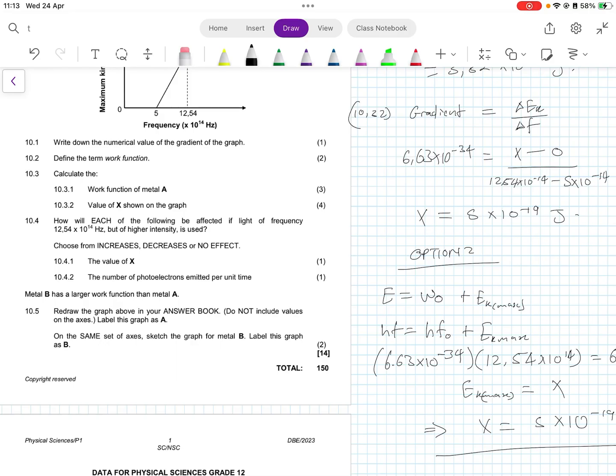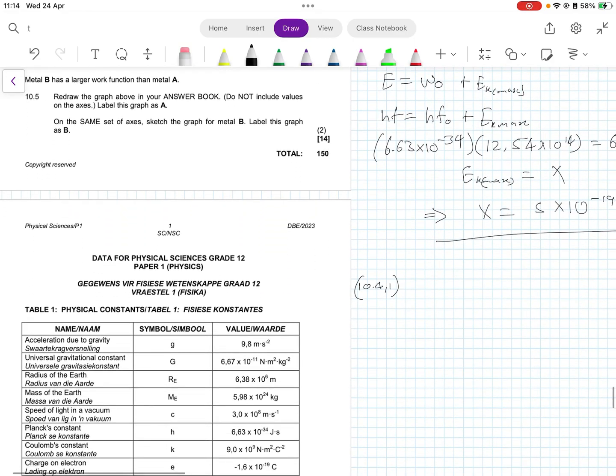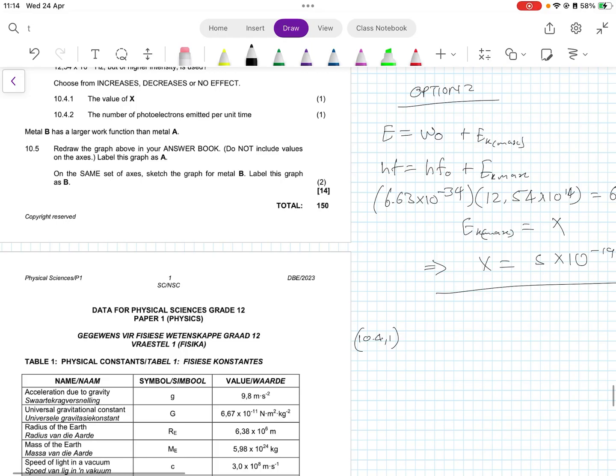Okay, now the value of x will not change, because remember that the value of x is the maximum kinetic energy, and the maximum kinetic energy is dependent only on the frequency and not on the intensity of the light. It's only dependent on the frequency. So the value of x will stay the same. It will have no effect.